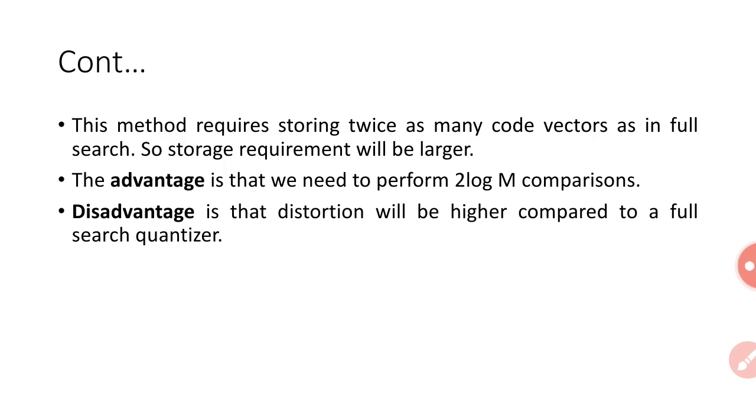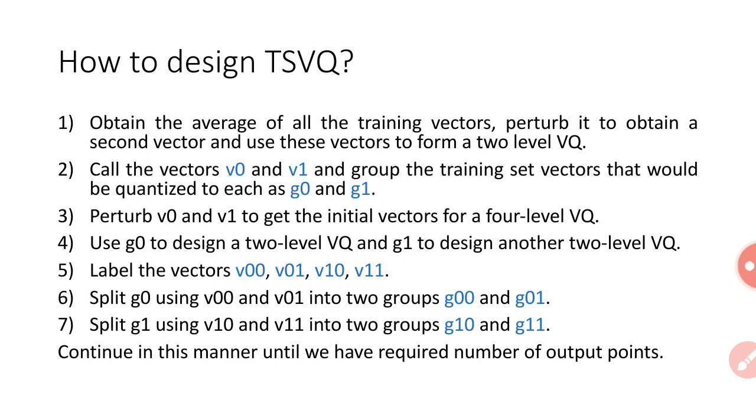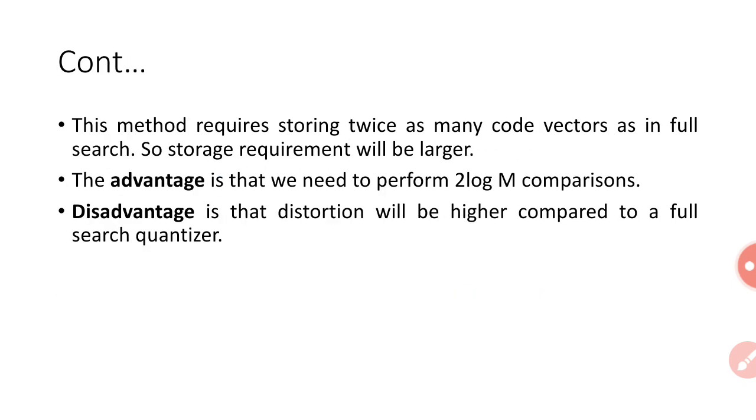Now the disadvantage of the tree structured method is that we might not get the reconstruction point or vector that is closest to the input vector, so the distortion will be higher. As compared to the full search quantizer, the distortion will be a little higher in this tree structured quantizer. So I hope you understood.